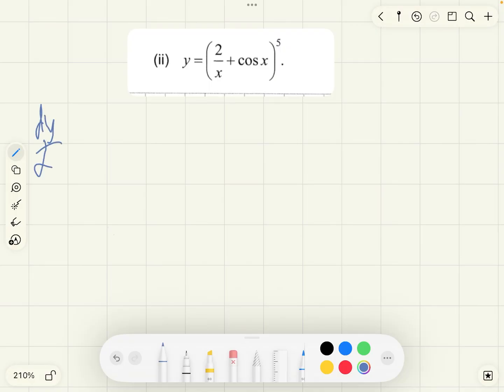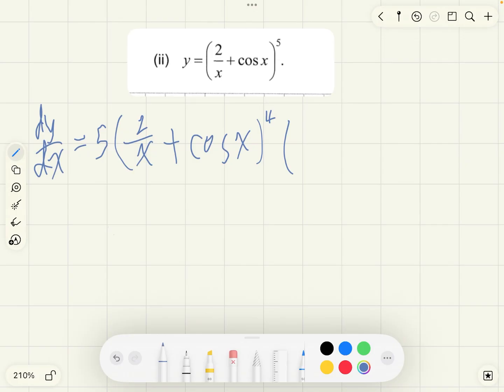dy/dx is equal to... The chain rule says you need to differentiate the outside function, which is this power of 5, and using the power rule it is 5, and the inner function is unchanged, so you just copy it again, 2 over x plus cosine of x, and 5 minus 1 is 4. But the chain rule also says you need to multiply by the derivative of the inside function, so you just take the derivative of the inside function.